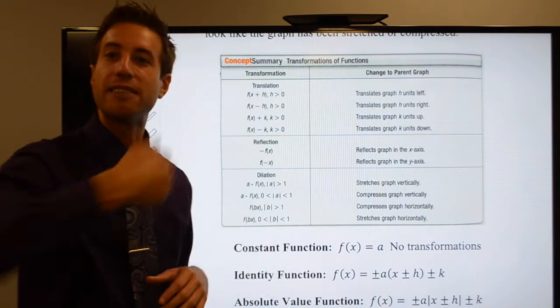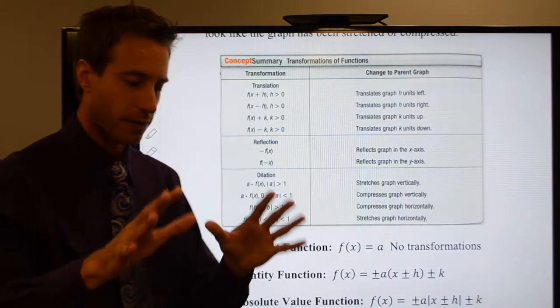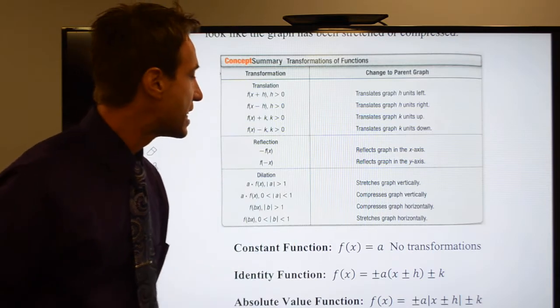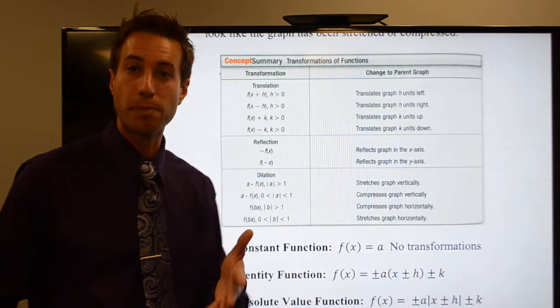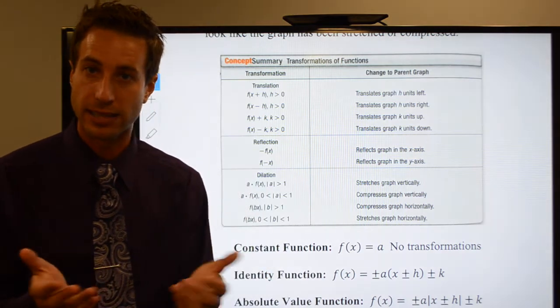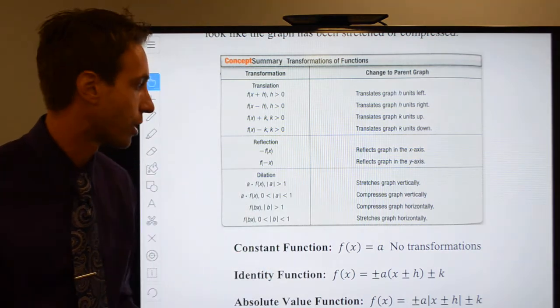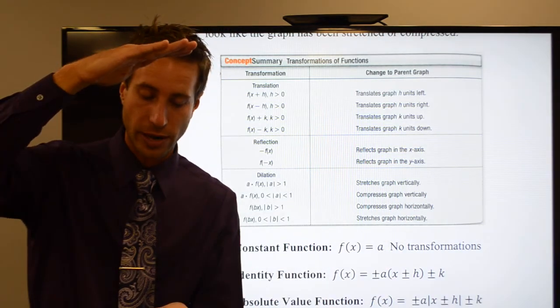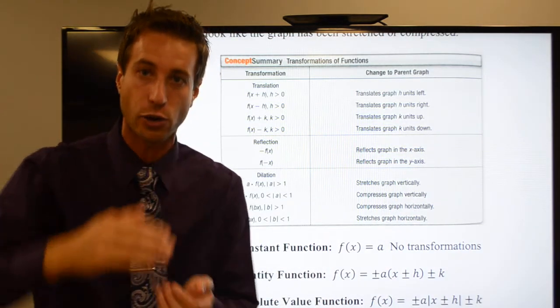If the number in front of the function is a number that is less than 1 but greater than 0, it's a fraction. You have a decimal less than 1 or a fraction. What you're going to do is compress the graph vertically. You're just going to be kind of compressing that graph down.